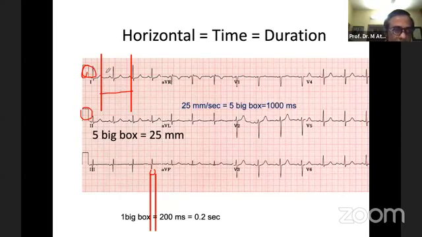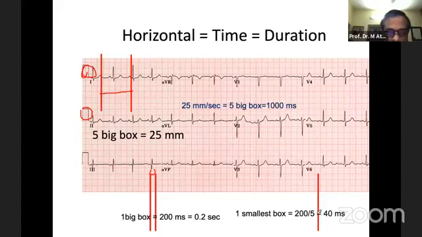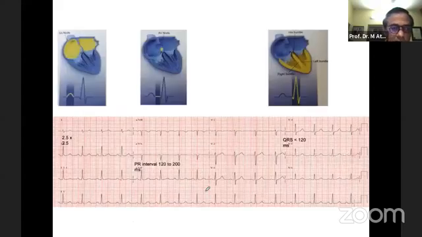And 5 big boxes is 0.2 into 5, that is 1000 milliseconds. And one smallest box is equal to 200 divided by 5, equal to 40 milliseconds. So smallest box, 40 milliseconds; one big box, 200 milliseconds; 5 big boxes, 1 second. This is the way we have to keep in mind these figures. Actually, this is how we can record.